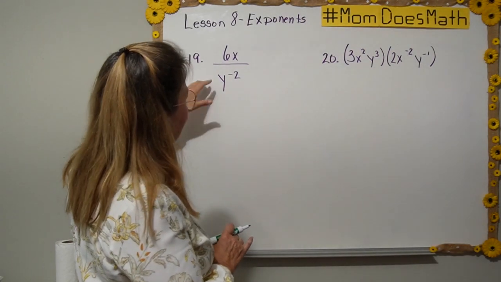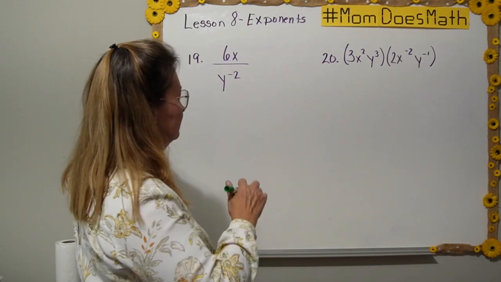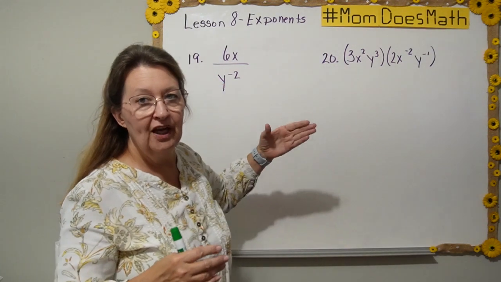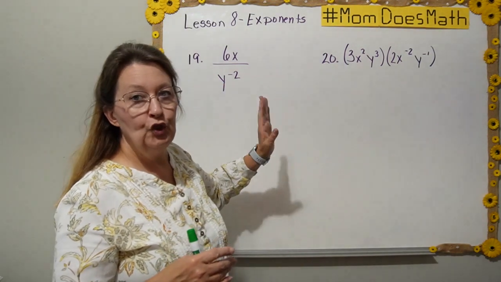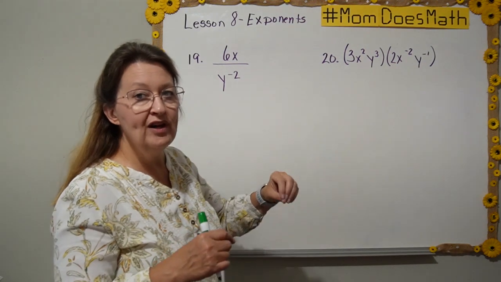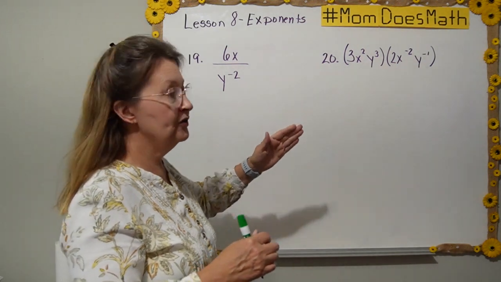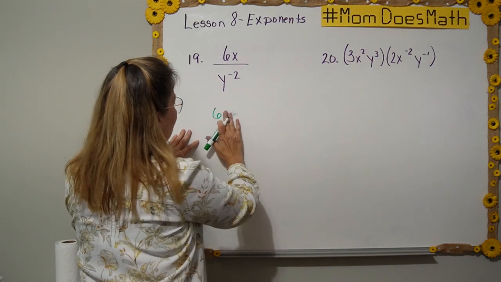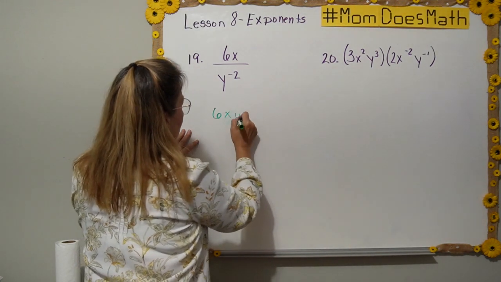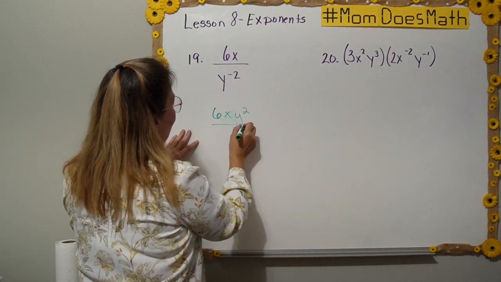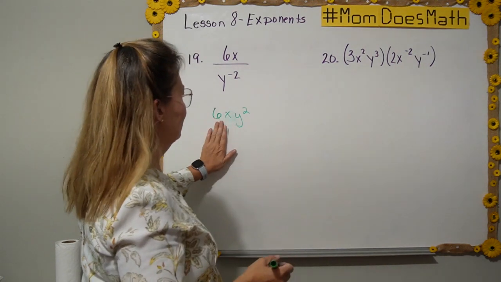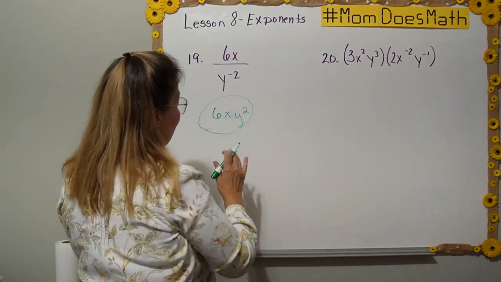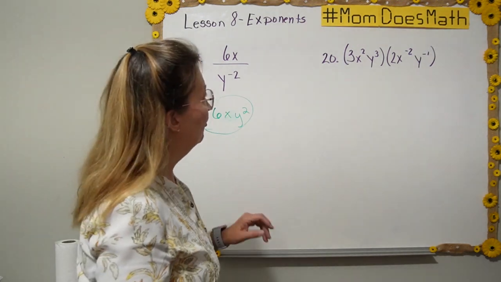Okay, let's look at number 19, 6x over y to the negative 2. So what's wrong with it? Well, it has a negative exponent, so what do you do to change a negative exponent to positive? You move it to the opposite side. Wherever it is, it has to go to the other side. So this is going to have to go to the top. So now you've got 6x y to the second. Now what's on the bottom? Well, it's actually a 1, but you don't have to have that. You don't have to put the 1 in the denominator. All right, and that's all you can do, okay? So that one wasn't hard at all.